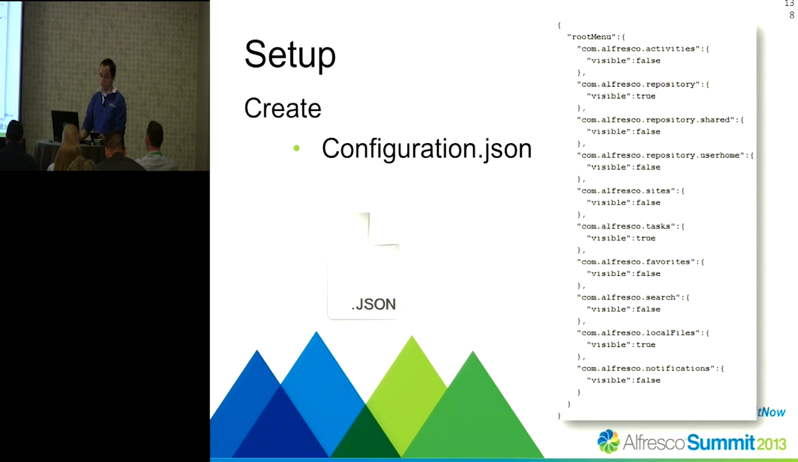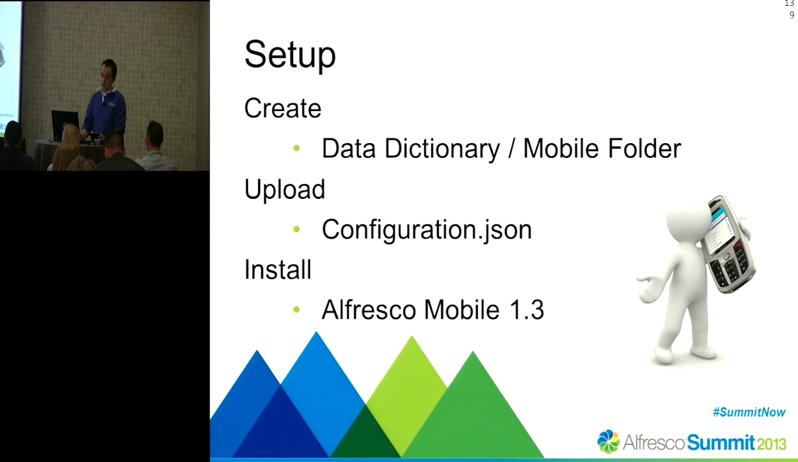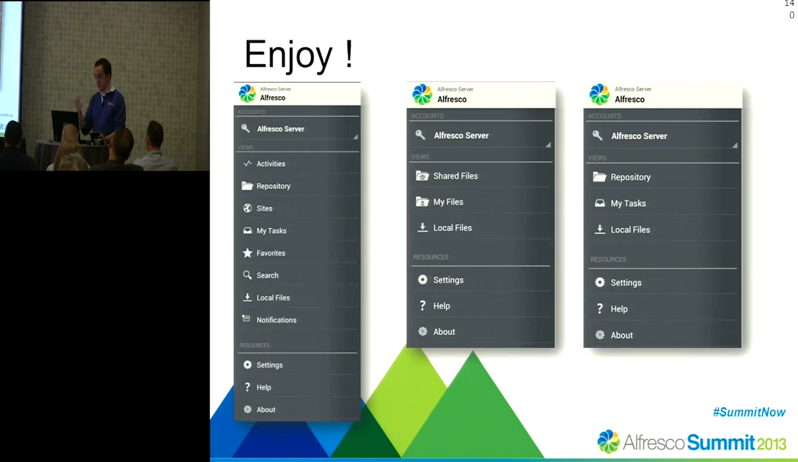So how to activate it? How to activate this feature? First, create a configuration JSON file with the content illustrated in this slide. Each case relates to a specific row. Then, inside your Alfresco server, create a mobile folder inside your data dictionary. Next, upload the configuration file. And it's done on the server side. You just have to install Alfresco Mobile 1.3, and it's done.